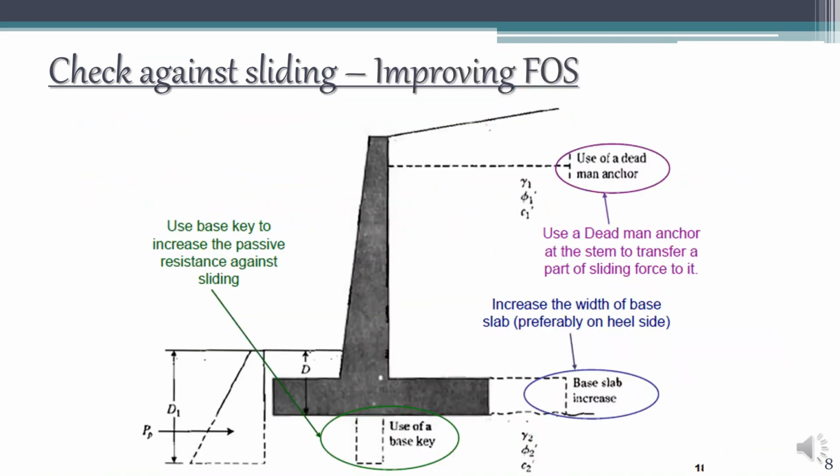The other methods of improving the sliding check are by providing a dead man anchor, or by increasing the heel length, which again causes an increase in the total weight.